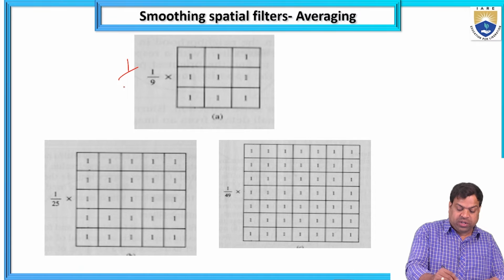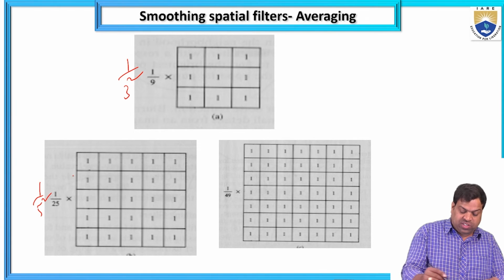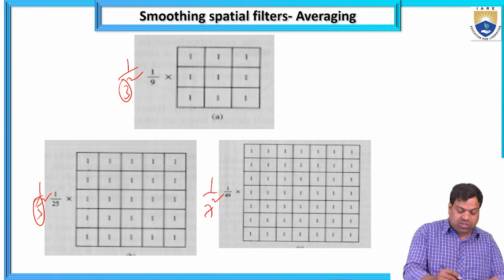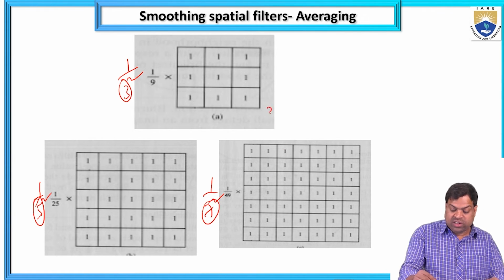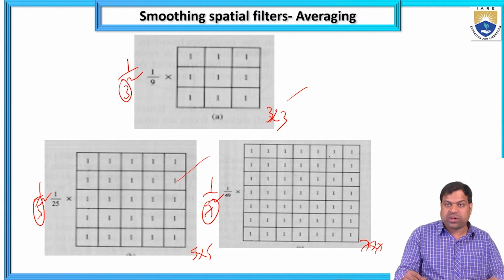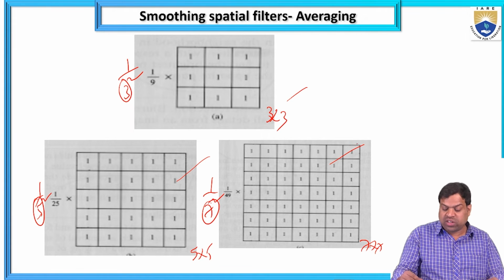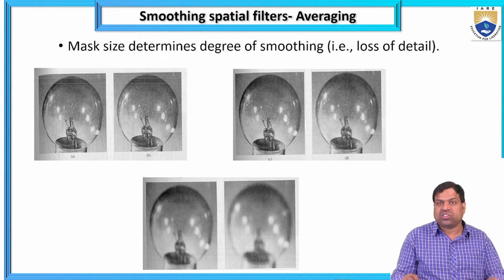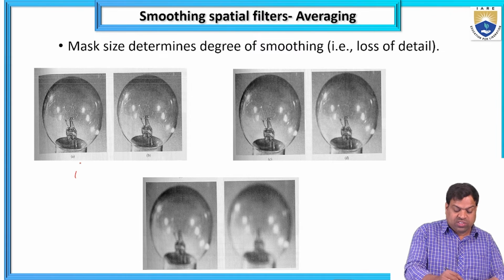It is one example: 3 square, 5 square, 7 square. So here I am taking the size as 3, 5, 7, that is 3 by 3, 5 by 5, and 7 by 7. So here I am taking smoothing spatial filters with a 3 by 3 matrix, 5 by 5 matrix, and 7 by 7 matrix, with intensity values. So what is a mask size? It determines the degree of smoothing or loss of the image. Okay, so here it is the input image and it is the output image.